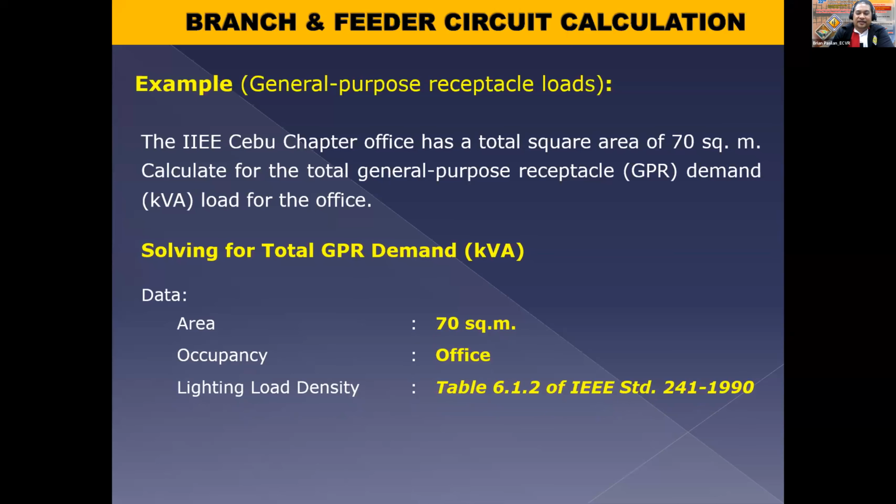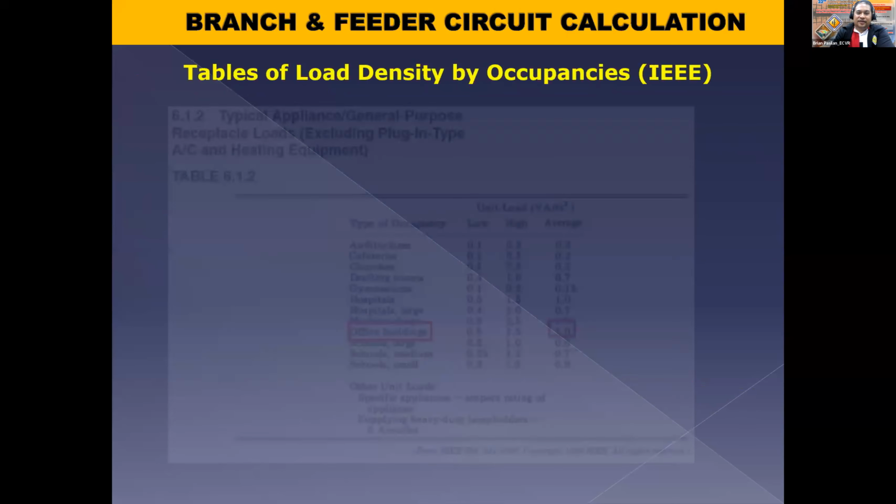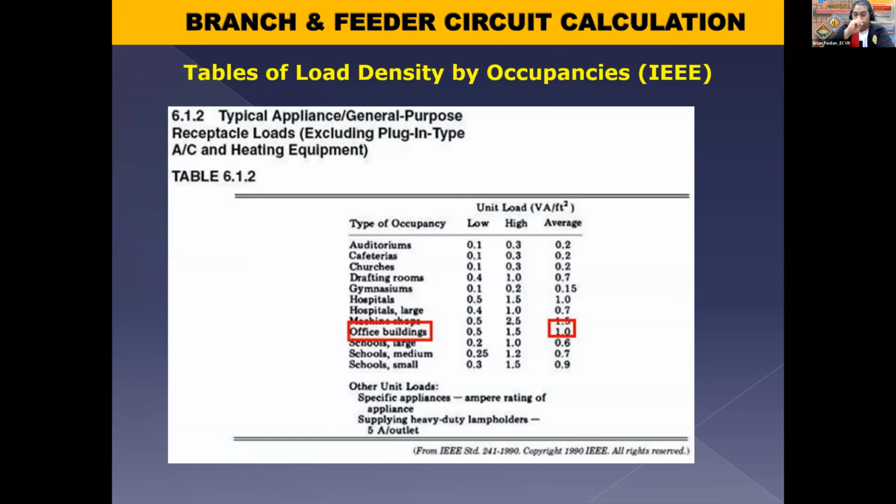Now, the problem with outlets is the non-receptacle type. Our PEC 2017 did not provide a table for that. So I've sourced other references for this one, particularly IEEE Standard 241. Here, general purpose receptacle outlets, excluding air conditioning and heating equipment.